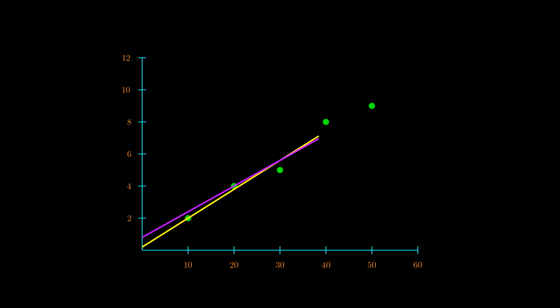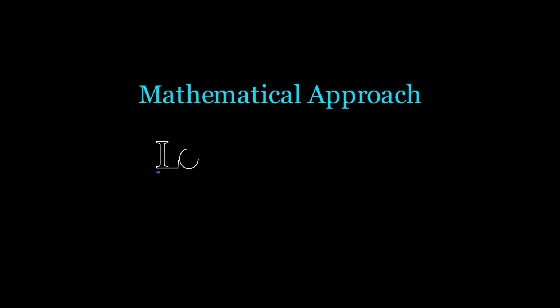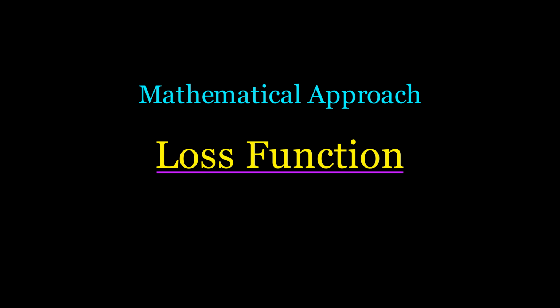To identify the best line for our dataset, we must employ a mathematical approach. We will use specific calculations to evaluate and finalize the line of best fit. The mathematical tool used for this purpose is known as the loss function. In the field of artificial intelligence, the loss function is a fundamental concept, so please stay focused as we dive into the details.